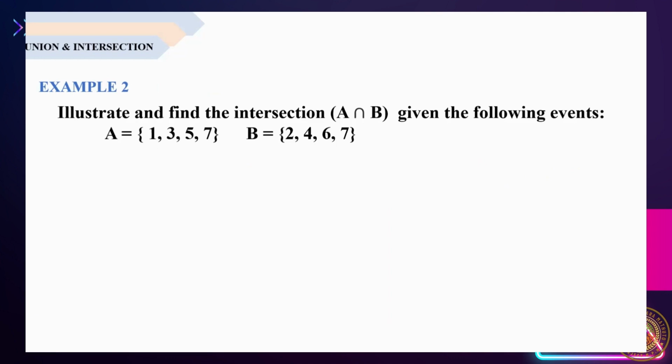I'll illustrate and find the intersection of A and B given the following events. So yung A natin, yung possible events are 1, 3, 5, 7. Yung B natin ay 2, 4, 6, 7. So using the Venn diagram, illustrate natin siya.